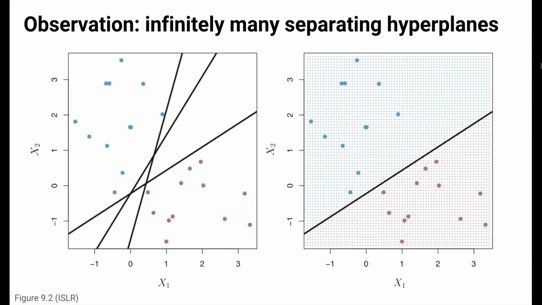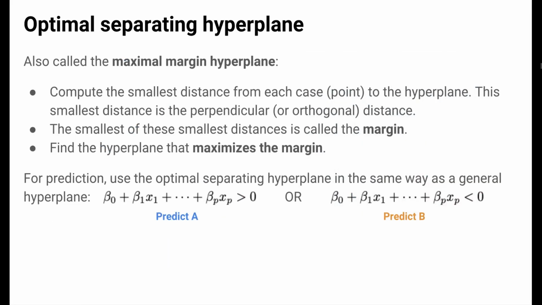We can actually make the following observation. It turns out that there are infinitely many possible separating hyperplanes. Take the example on the left. There are infinitely many possible separating lines that we could draw to separate the blue and purple cases. A particular separating line is shown on the right. Given that, how do we find a unique solution? How do we find one possible separating hyperplane?